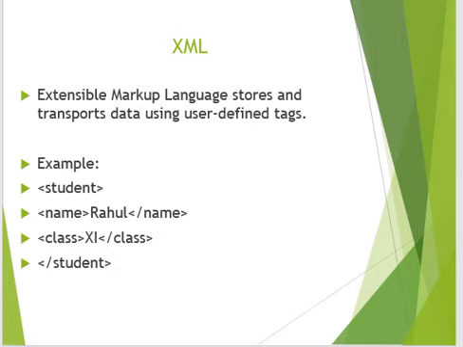For example, student. Under student we have used name, and name is Rahul. Name is again a container tag. Class 11th. And then we are closing the tag student. Notice that tags such as student and name are user defined. These are not available with XML. These are user defined. XML is widely used in data exchange between applications.